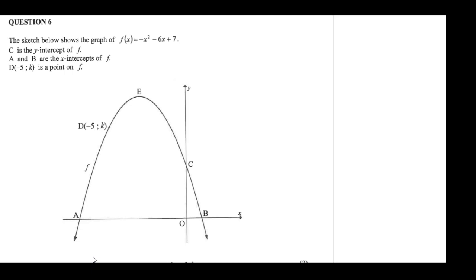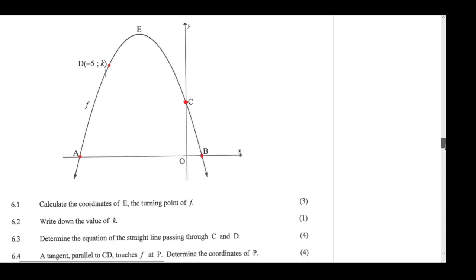Hi guys, so now we're going to be focusing on question 6. What you're given here is your f of x, which is equal to minus x squared minus 6x plus 7. You're also told that c is your y-intercept, and a and b are your x-intercepts of f. We're also told that d is just a point on our graph of f. So let's check the questions that we are given.